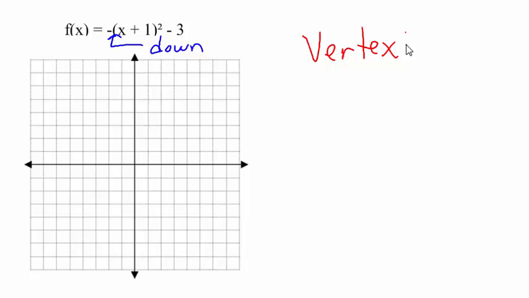The x-coordinate comes from setting the squared quantity equal to 0. If x plus 1 equals 0, means x has to be negative 1. That will be the x-coordinate of our vertex.